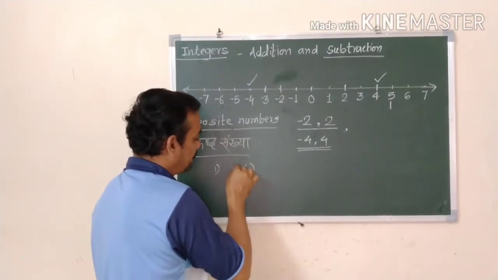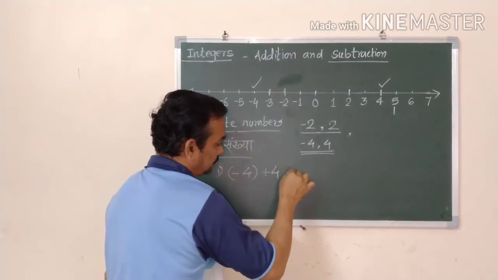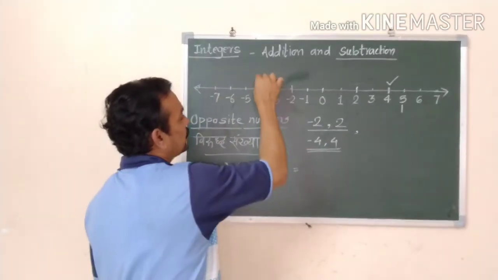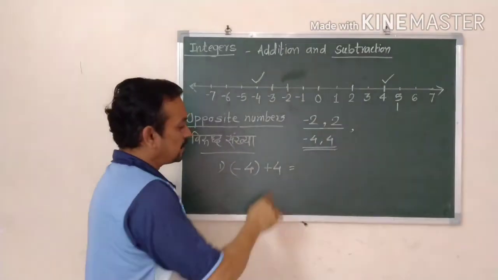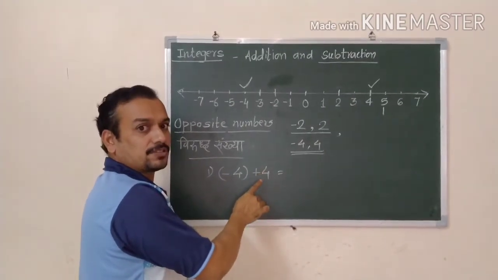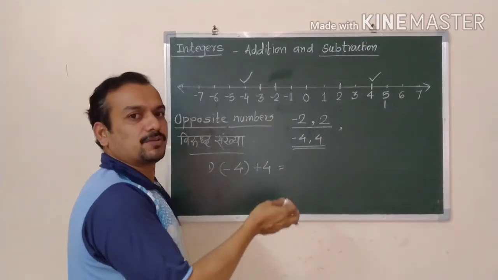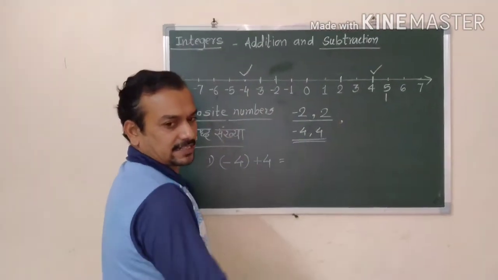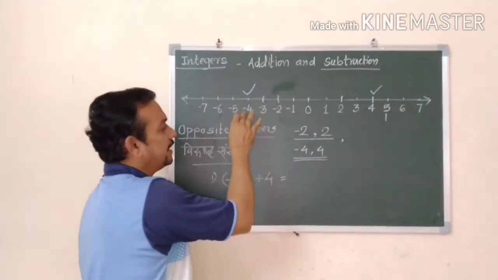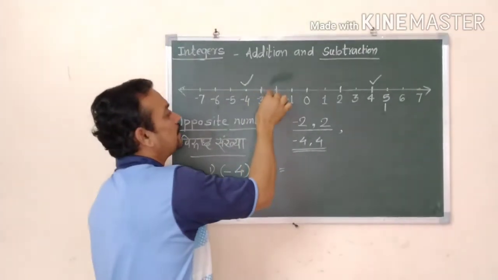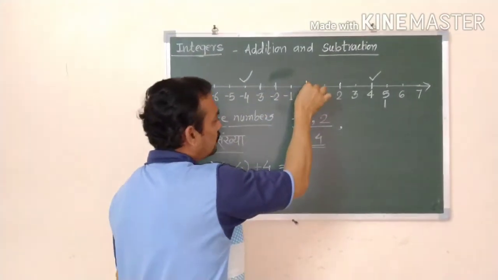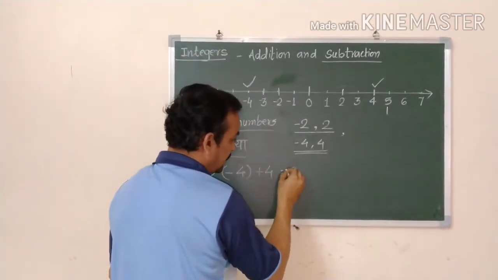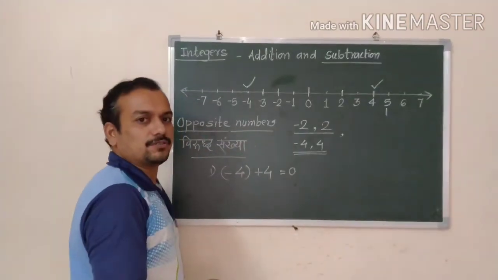Negative 4 plus 4. Where is negative 4? Negative 4 is here. Plus 4. We add a positive number. If we add a positive number to the given one, that means we move towards the right hand side. How many units? 4 units. Negative 4 is here. 1, 2, 3 and 4. That means we got 0. Negative 4 plus 4 is equal to 0.